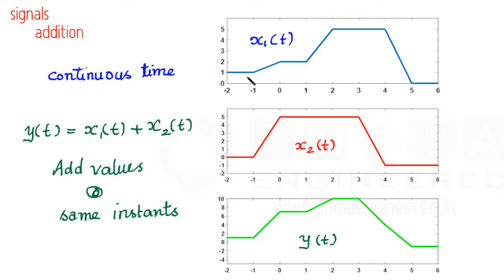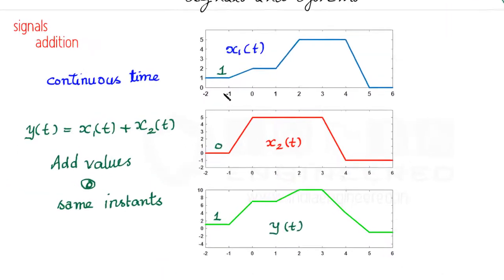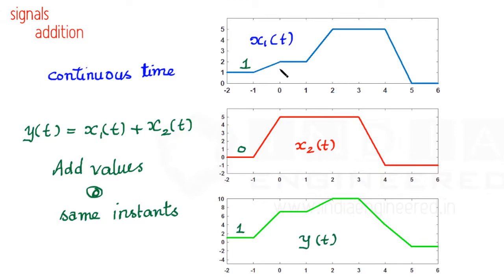Let's see, between minus 2 and minus 1, the value of x1 of t is 1 and that of x2 of t is 0. So y of t, which is the sum of these two, has to be 1. Now we need to repeat this for all instants of time. For simplicity, let's consider this instant here. Here its value is 2, here it is 5, and here it has to be 7. So if we verify, we will get 7.